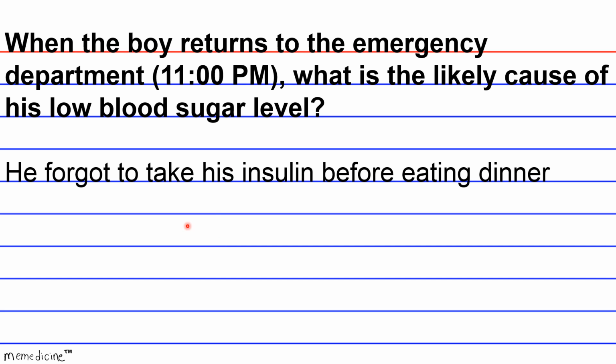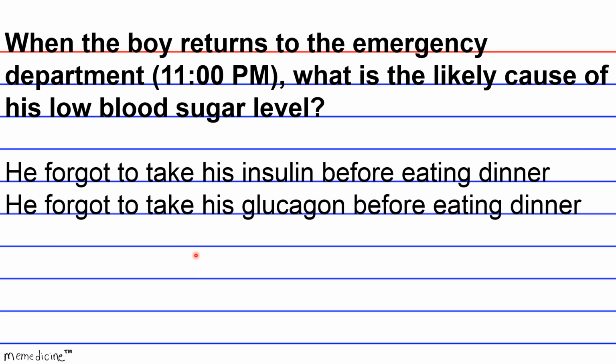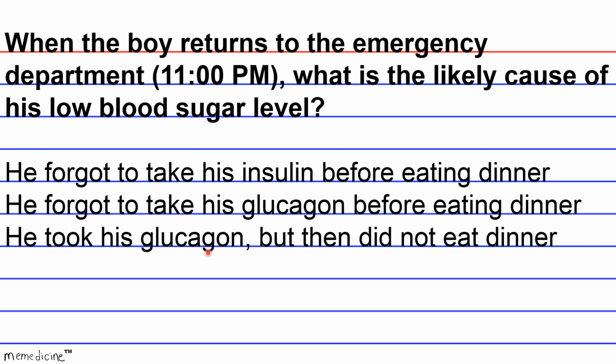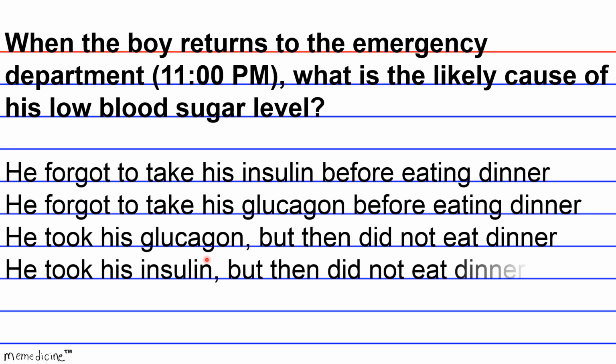Is it A, he forgot to take his insulin before eating dinner? Is it B, he forgot to take his glucagon before eating dinner? Is it C, he took his glucagon but then did not eat dinner? Or is it D, he took his insulin but then did not eat dinner? I'll give you a moment to think. Note he has a low blood sugar level. So what would cause that?